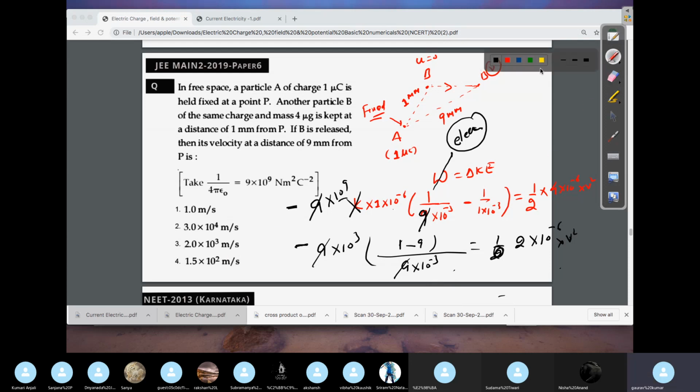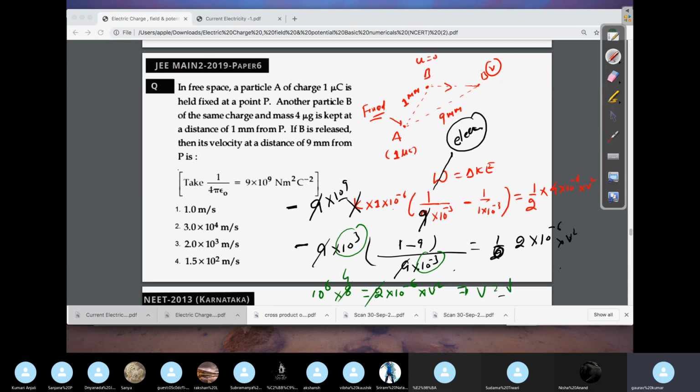Sorry, so here you will get, here you have 10 to the power 3 and here 10 to the minus 3, so it will become 10 to the 6, you will get 10 to the 6 here. This will become 8, because here you have 2 into 10 to the power of minus 6 into v square. This will become 4, it will become 12. So you will get v equals what?